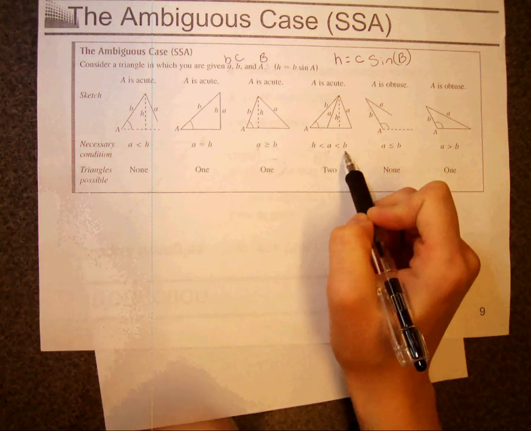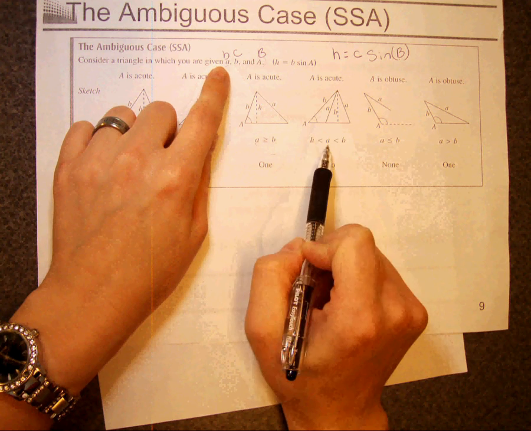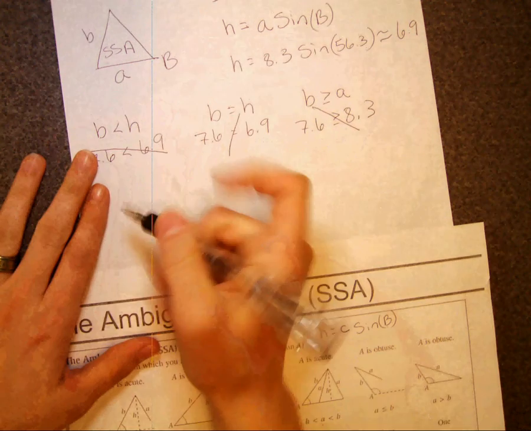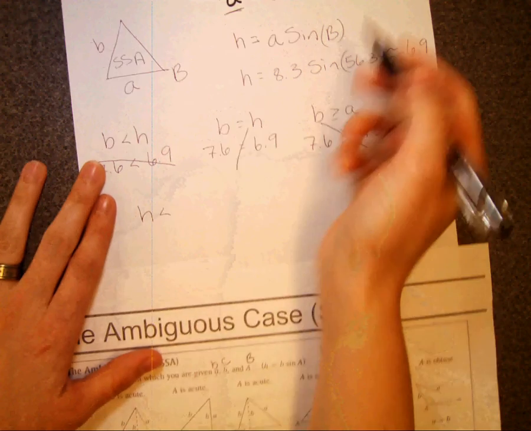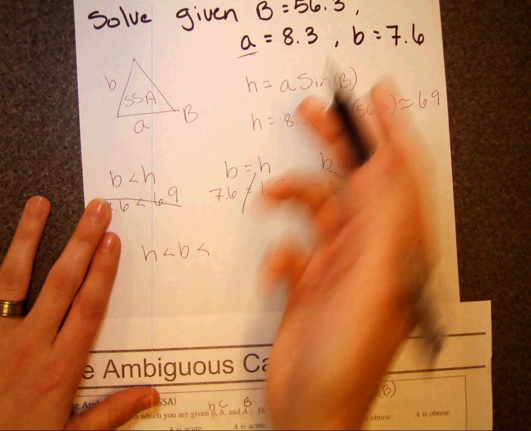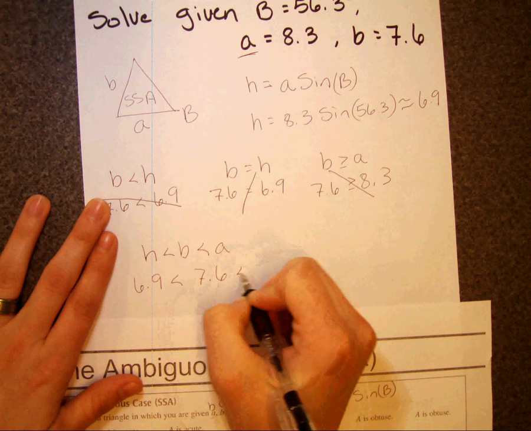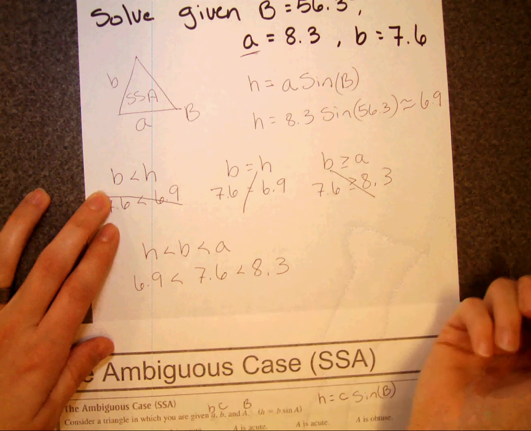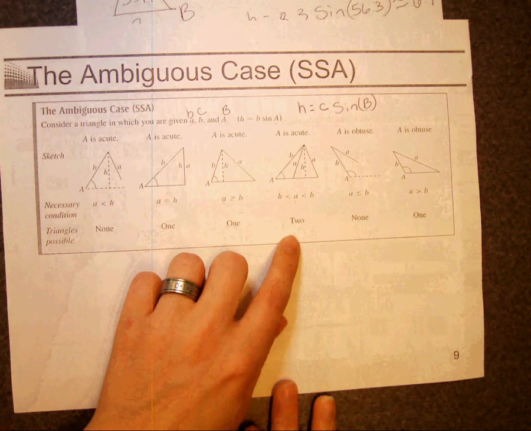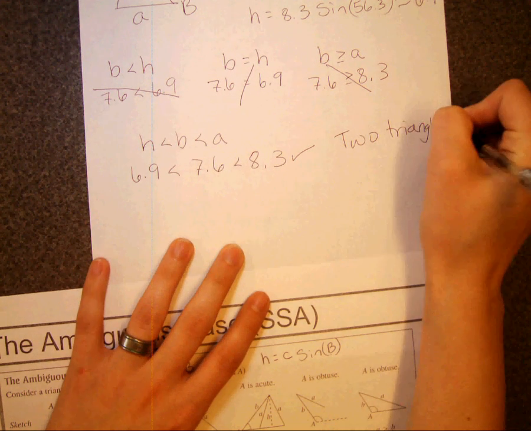So this says H less than A less than B. Again, matched up with the information you're given. It's saying H is less than the side that corresponds to the angle. So we would have H less than my side that corresponds to the angle given, which is B, less than the other side. So I have 6.9 less than 7.6 less than 8.3. This is the case. This is a true statement. So I have the case where we have two different triangles, two triangles.